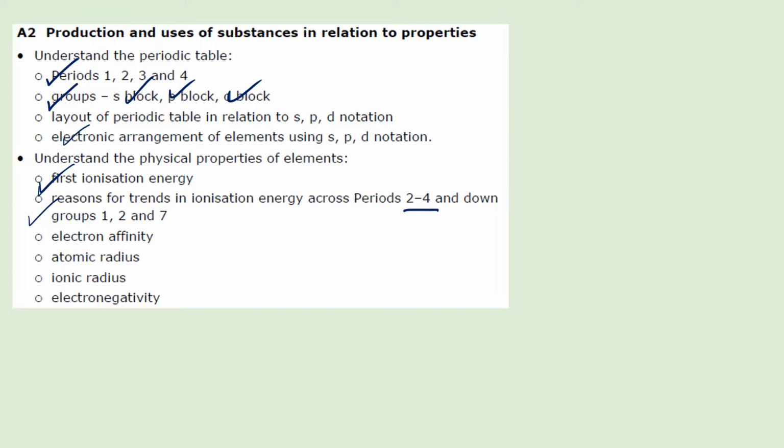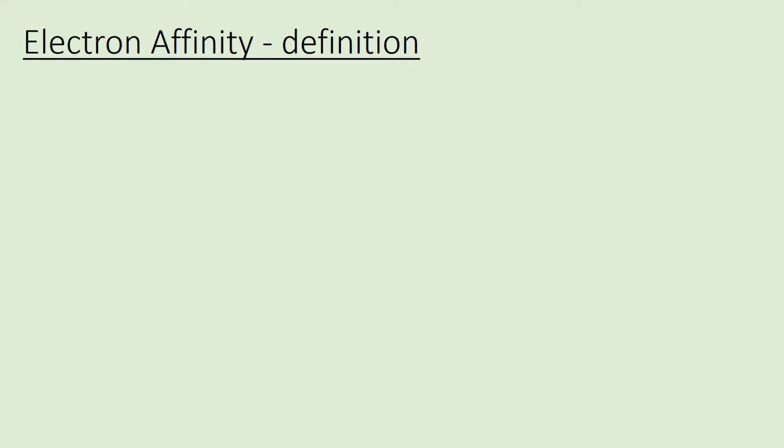This is lesson 3. This video is going to focus on these last 4 bullet points here. We're going to look at the term electron affinity. We'll look at atomic radius and ionic radius. These two, you've kind of got a bit of a head start on. The main new things today are going to be electron affinity and electronegativity. Let's start with electron affinity then.